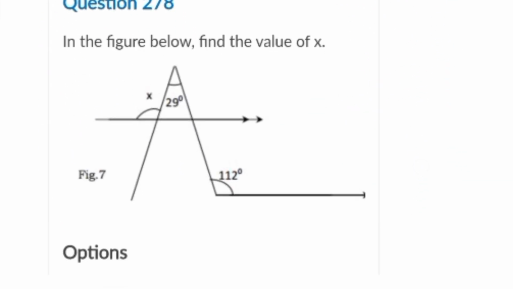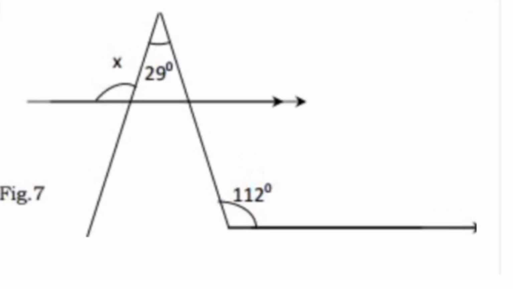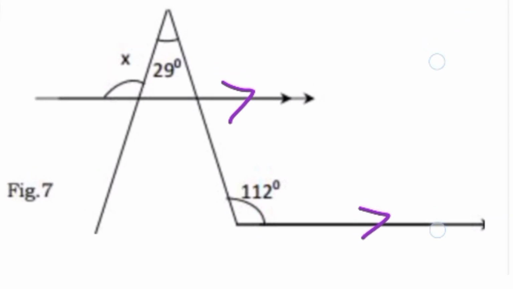Next one. In the figure below, find the value of x. To find this value of x here, let me zoom it very well. The first thing to do: these two lines are parallel. If they are parallel lines, you're going to have what are called corresponding angles and alternate angles. So the first thing to do is to find the angles that are here first.